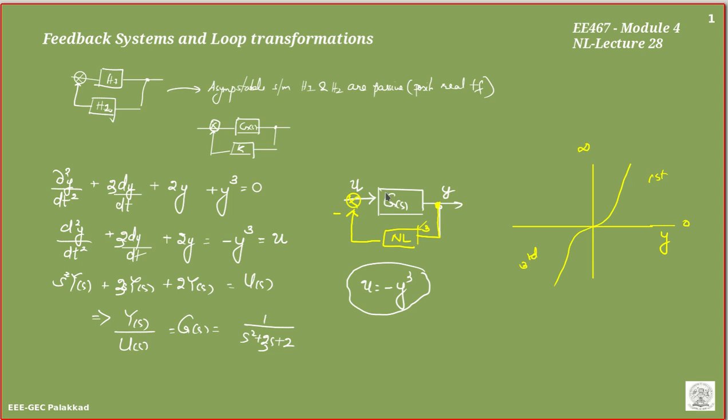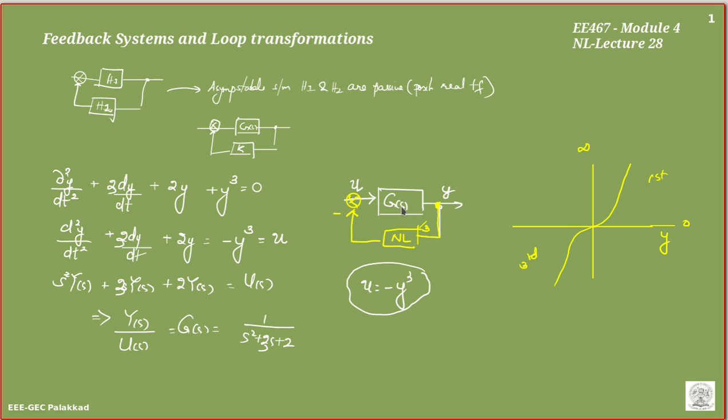Now how can we check the stability of the whole system? Since this is passive, and if G of s is also positive real, then we can say that even though we have a nonlinearity here, the whole system is asymptotically stable.